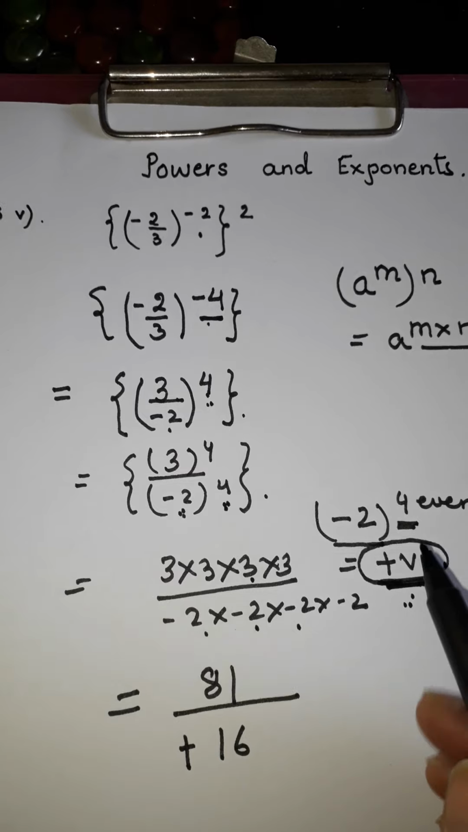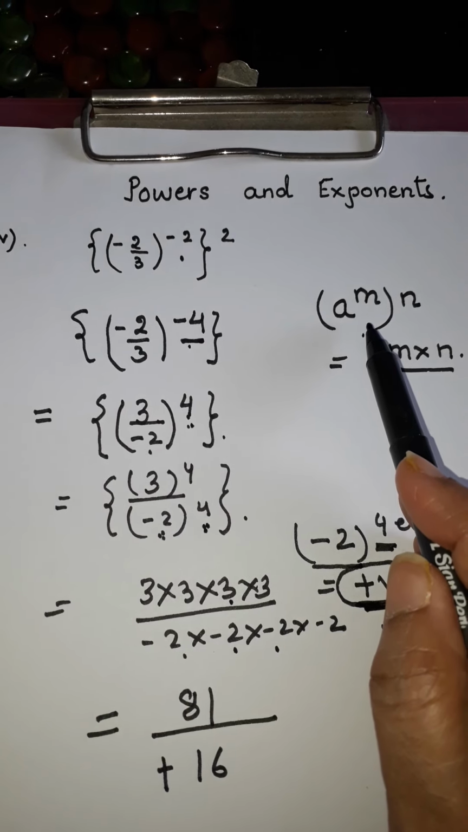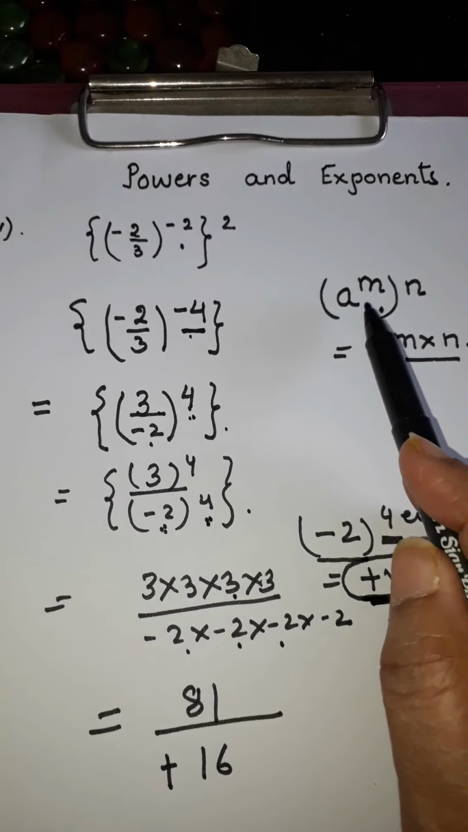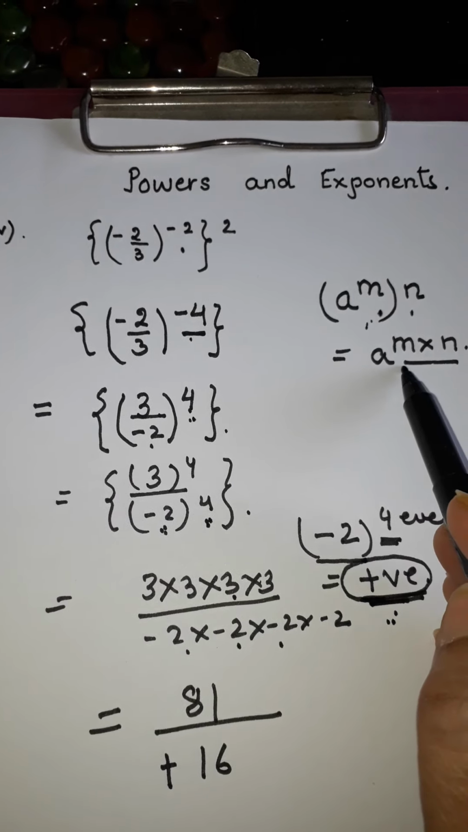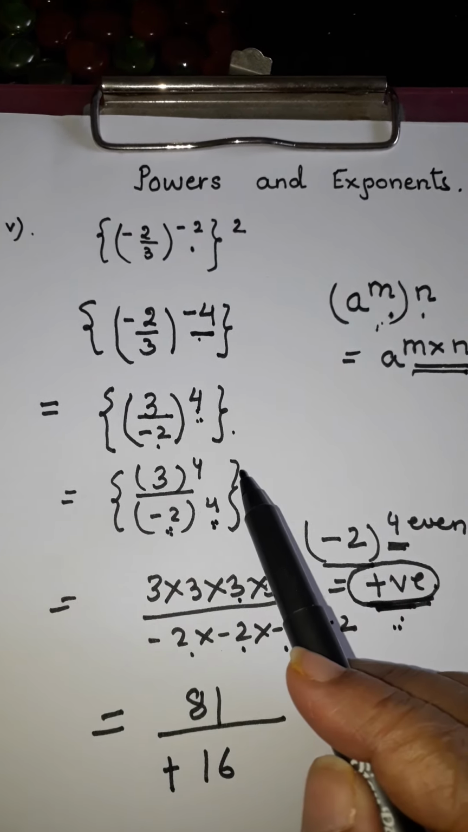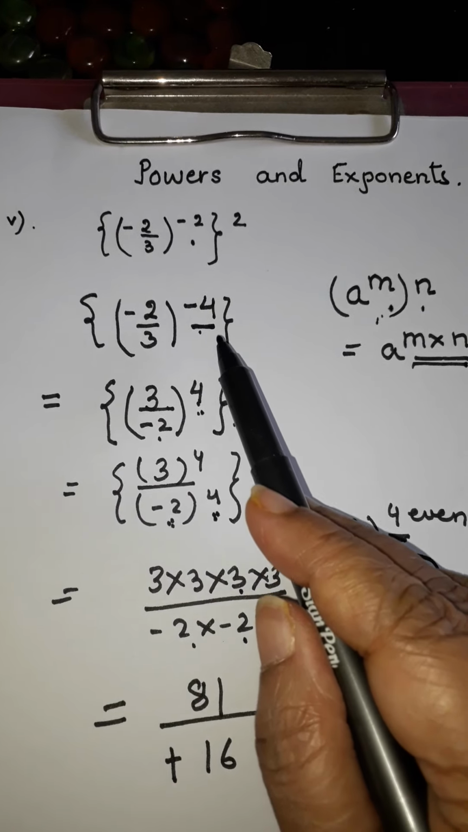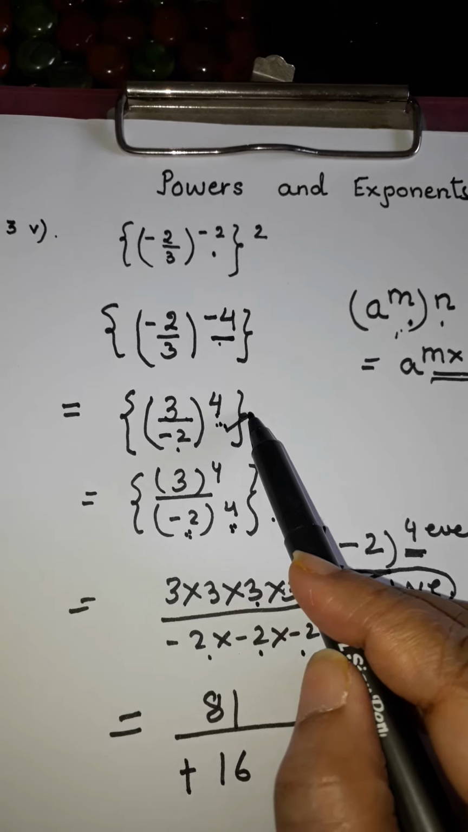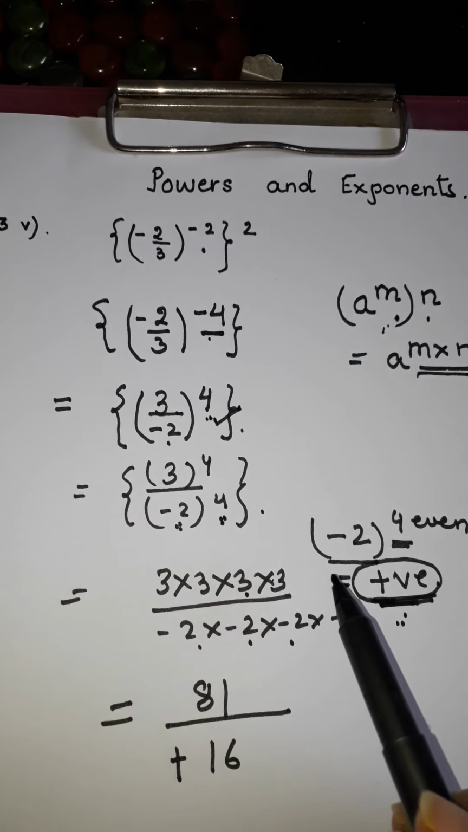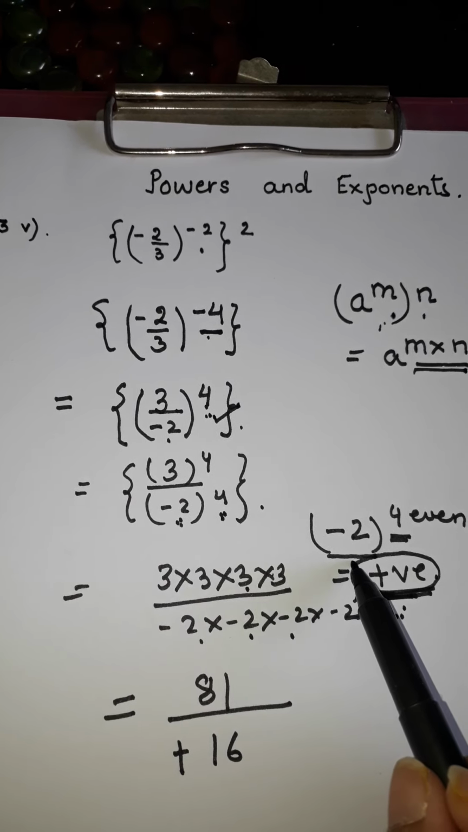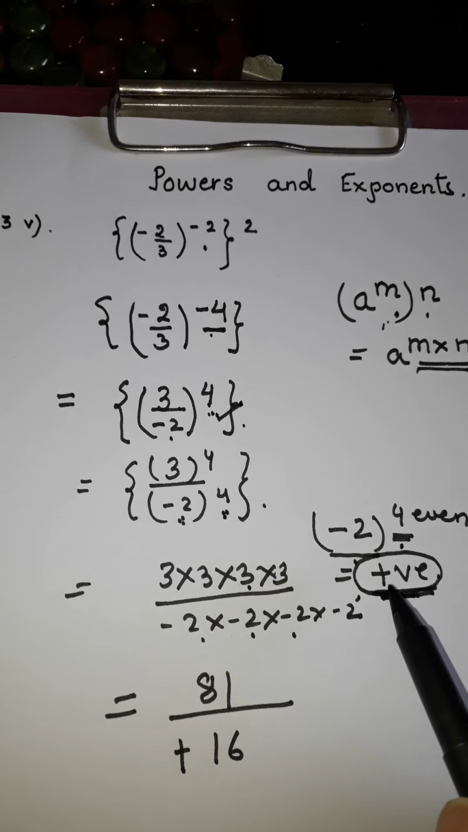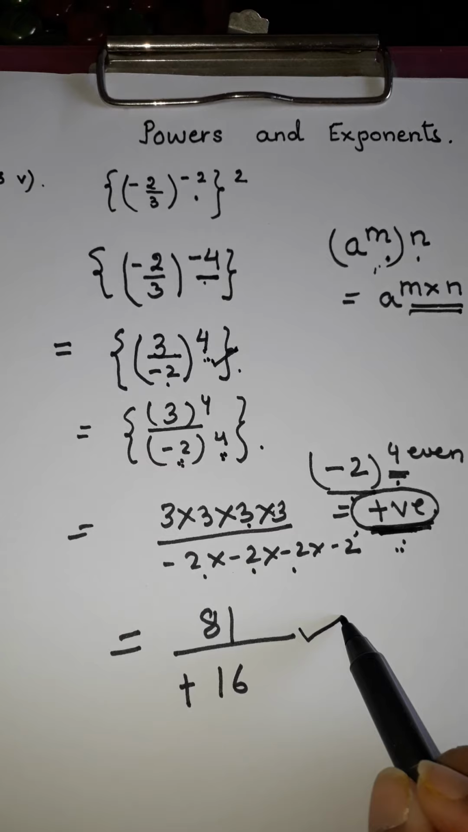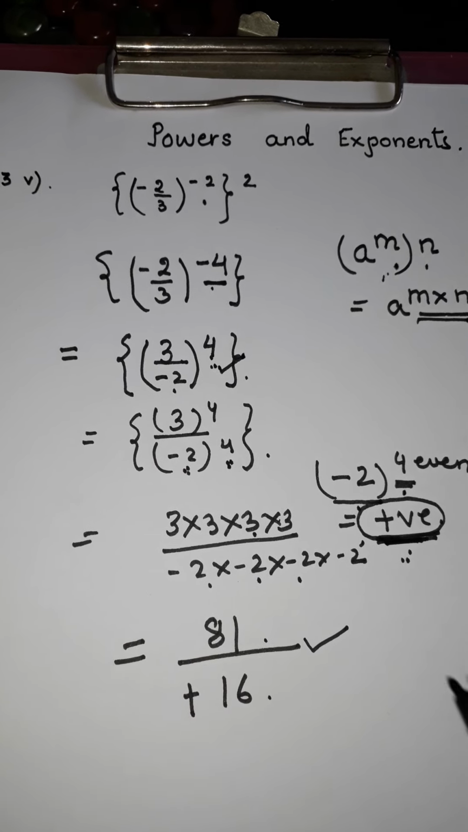So we have applied here the property that when any number is raised to a power and the whole thing is again raised to any power, we multiply the powers. And second step, when there is a negative power, we reciprocate the number and the power turns out to be positive. And the third thing is any negative number having an even power, the answer turns out to be positive. So the answer to this sum will become 81 by 16.